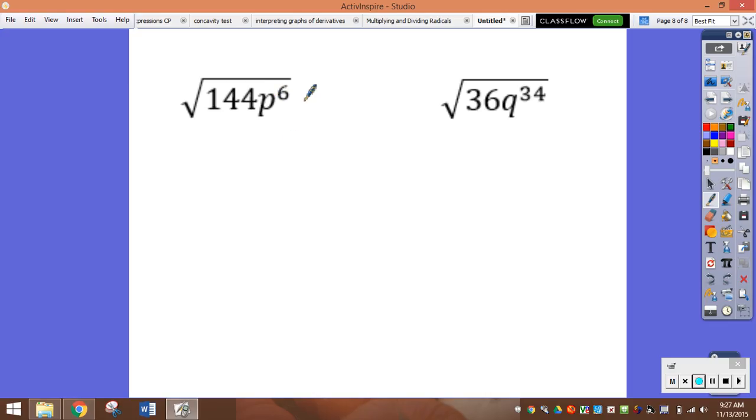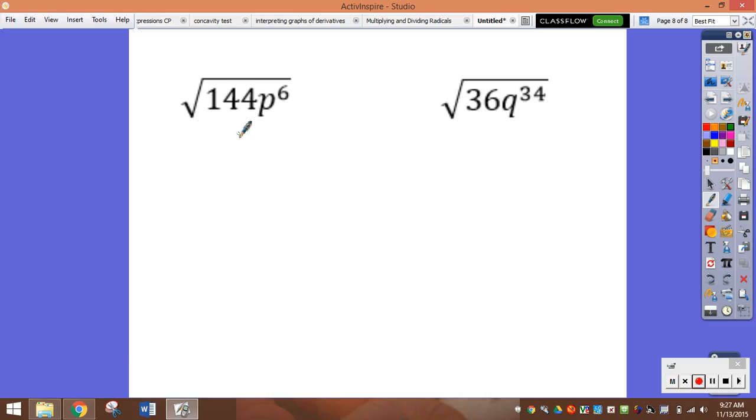And then if there were any leftovers, so let's say if this is p to the 7th, 2 would go into 7 3 times. So you have a p to the third on the outside of the radical. But then you have that one p left over. And that p would stay inside the radical. So I'll show that in just a second.